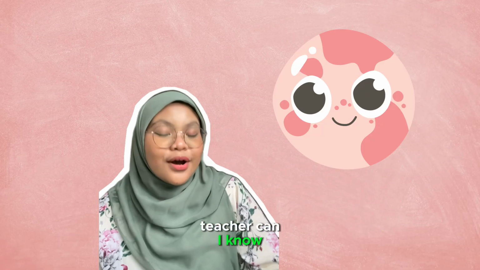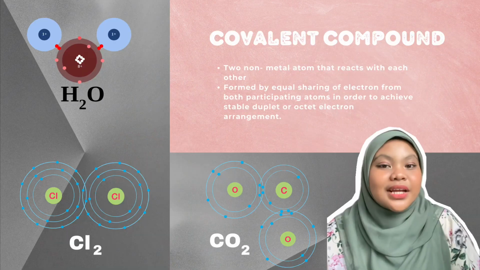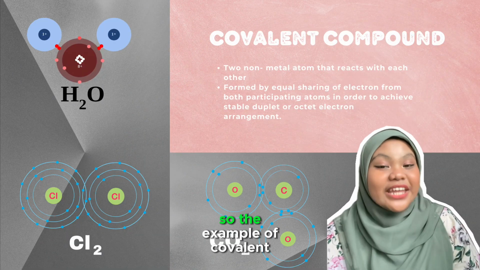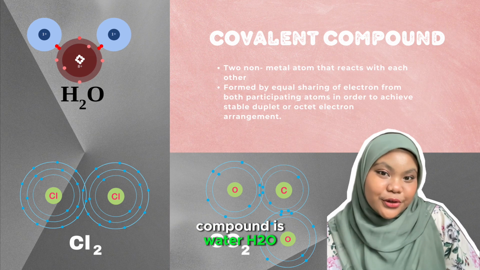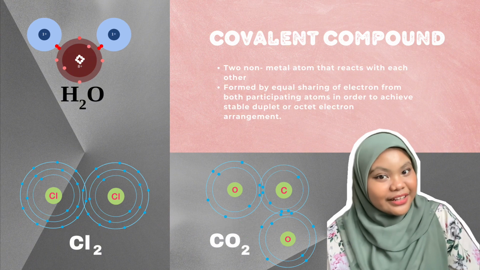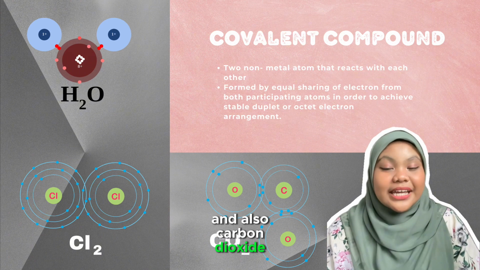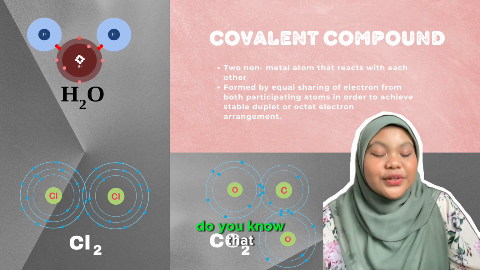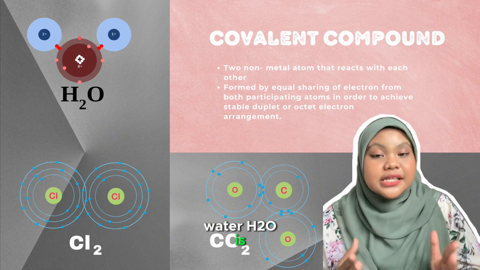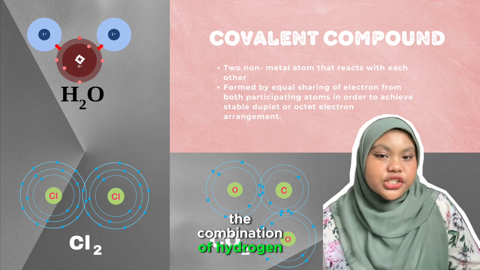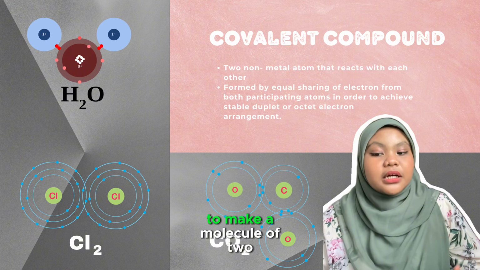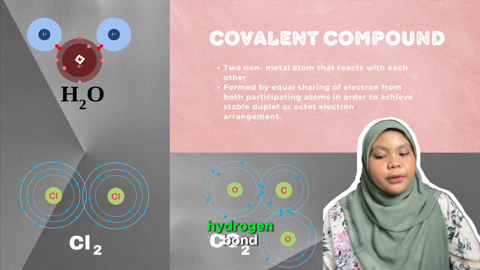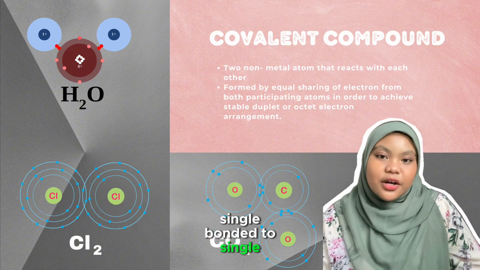Teacher, can I know what is the example of ionic compound and also covalent compound? Good question. So the examples of covalent compound are water, H2O, chlorine gas, Cl2, and also carbon dioxide, CO2. Do you know that water, H2O, is the combination of hydrogen and oxygen that share a pair of electrons to make a molecule of two hydrogen atoms single bonded to a single oxygen?